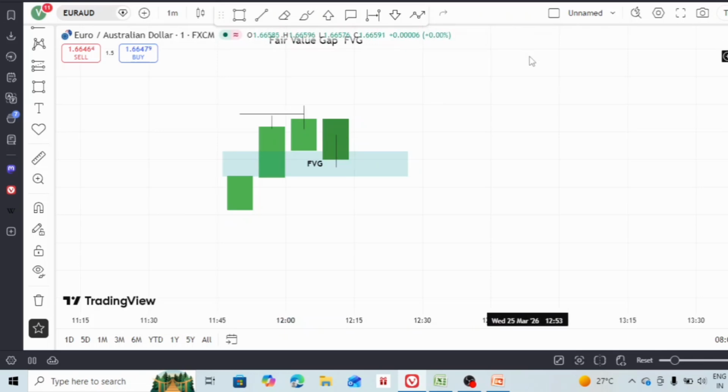Okay, so fair value gap means to take a trade, you have to take the trade after the mitigation and then after it got a rejection, so that you can take a trade with this fair value gap. Okay, so this is just the basics.